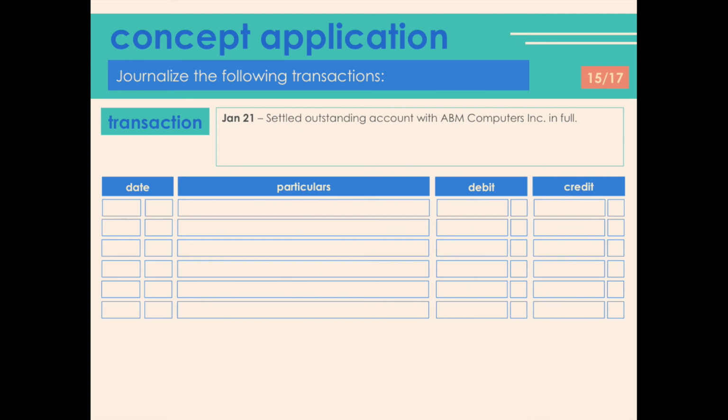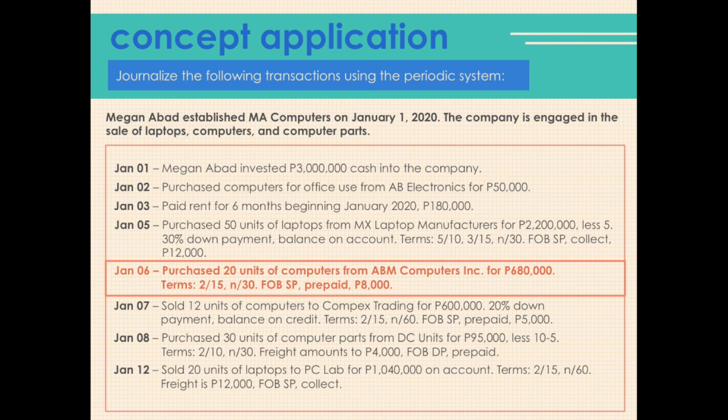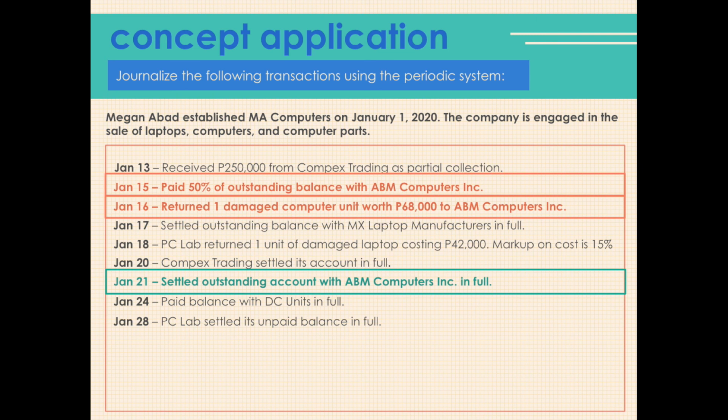January 21, settled outstanding account with ABM Computers Inc. in full. Since the company will be paying its account in full, let's first check the total amount of payables that should be paid as of January 21. Looking through all the transactions with ABM before January 21, we have the purchase transaction on January 6, the partial payment on January 15, and the purchase return on January 16.